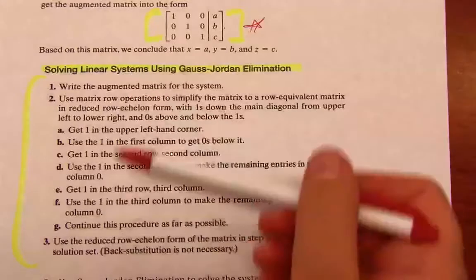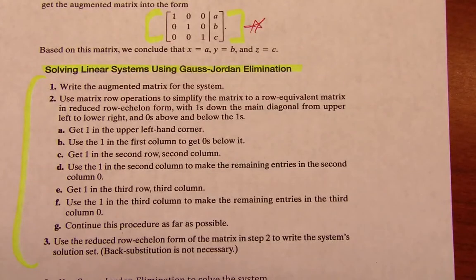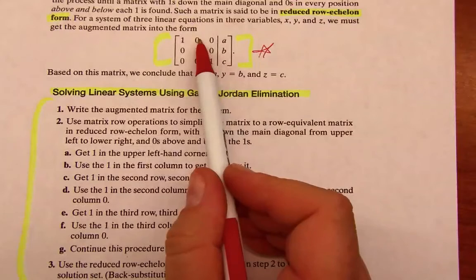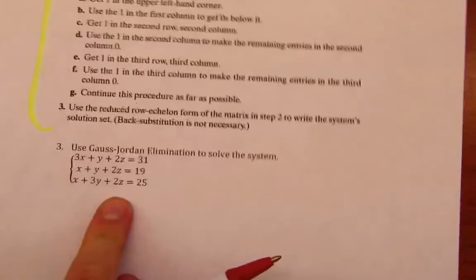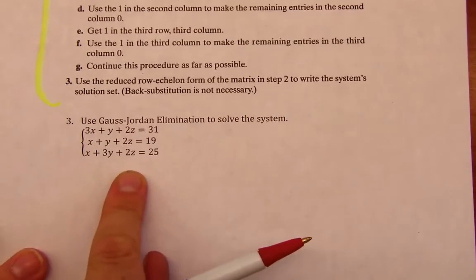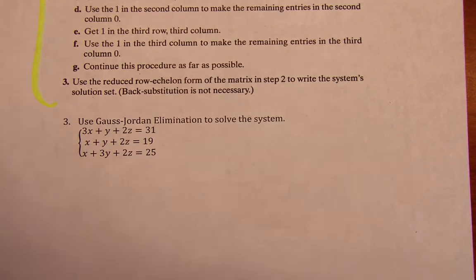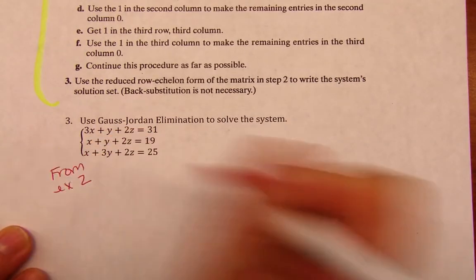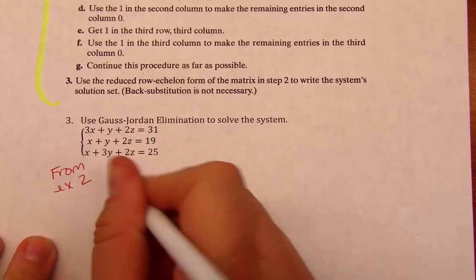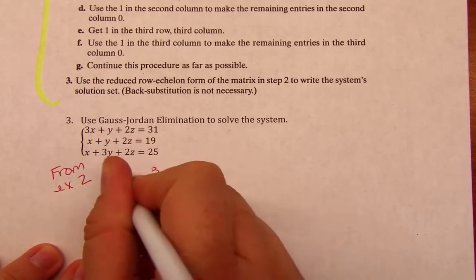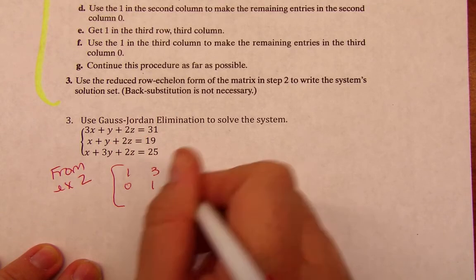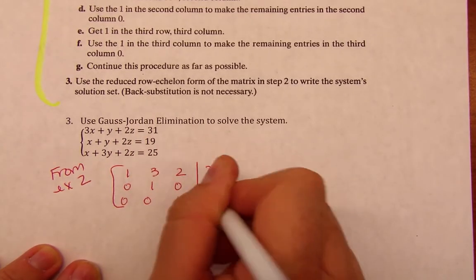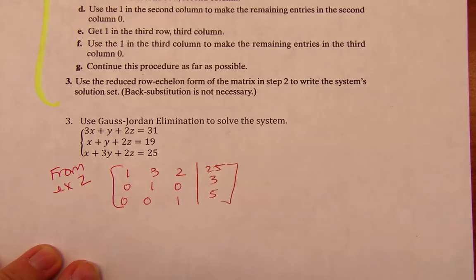So these are the steps. I'll let you read through those on your own, but it's the same steps we were just going through, except for now we also want zeros above, okay? So this is the exact same example we just did. So I'm going to pick up where we left off on this example, example 2. We left off with 1, 3, 2, 0, 1, 0, 0, 0, 1, and then we had 25, 3, and 5. So this is from our last example.